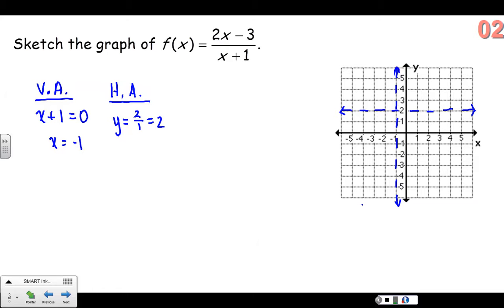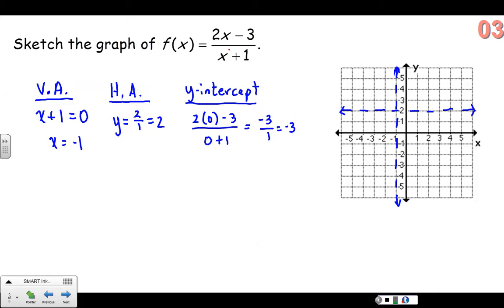All right. Now, the y-intercept. The y-intercept is what we would get if we let 0 be x. So if I let 0, I'd get negative 3 over 1. So at negative 3 is where this is going to cross the y. Let me write this out here. The y-intercept, if I said 2 times 0 minus 3 over 0 plus 1. So that's going to give me negative 3 over 1, which is negative 3. So we're going to plot a point on the y-axis at negative 3. My graph crosses right there. Crosses the y-axis at that point.